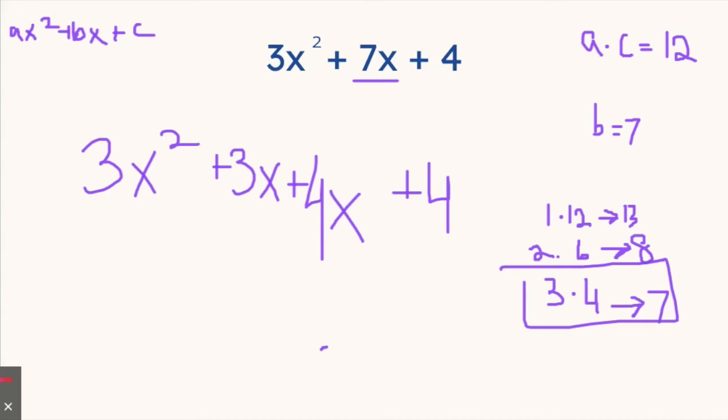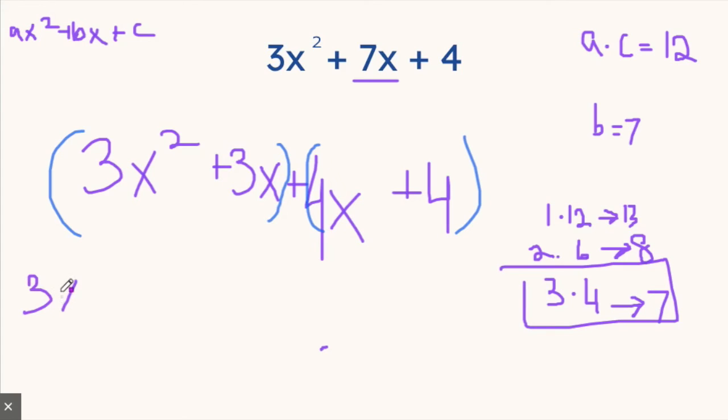After splitting it, we want to group the two. Split them and have two groups. And the two groups, whatever is inside, need to be more similar. So in this case, I see two 3's here and they both have x's, so I'm going to make these two a group. And then for these, they both have 4's, so let's make this a group. And now you have to factor whatever's inside. I can take 3 out and I can take x out because both have 3 and an x.